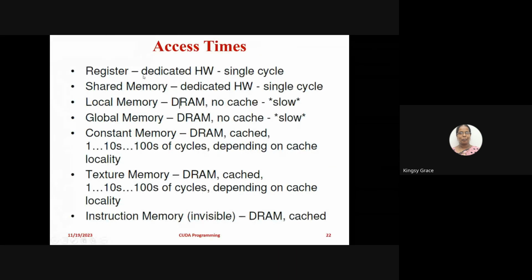The access time for register is a single cycle, and for shared memory also a single cycle. Local memory has no cache, so it is slow. Global memory is also very slow. Constant memory you can cache, and depending on the cache locality, the cycles may increase or decrease. Texture memory, DRAM, also depends on the cache locality. And instruction memory is invisible. It is in DRAM, and it is also cached.